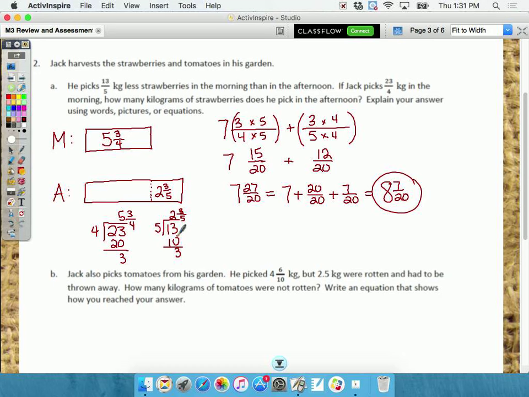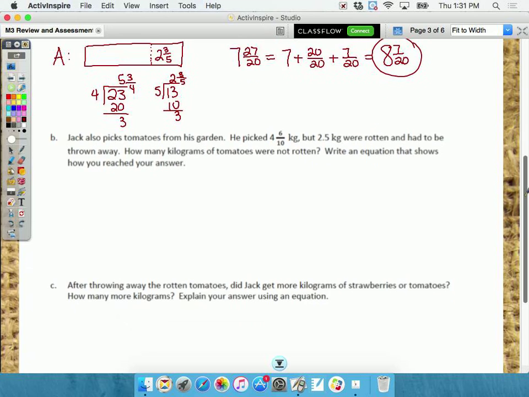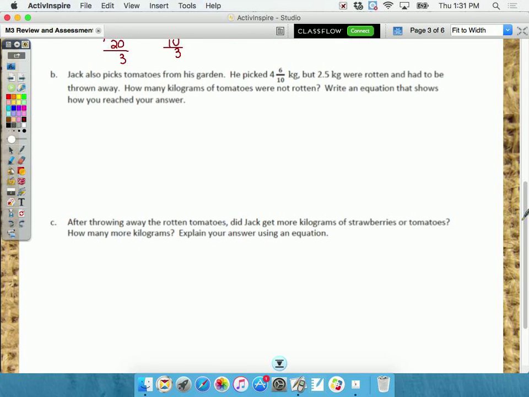Yes. Okay, let's take a look at B. It says Jack also picks tomatoes from his garden. He picked 4 6/10 kilograms, but 2.5 were rotten and had to be thrown away. Now here's a pretty good thing to underline. It tells me what I'm going to do. If I draw a tape diagram, George, what's the total he picked? Good. 6/10. Good. And 2.5 were rotten.